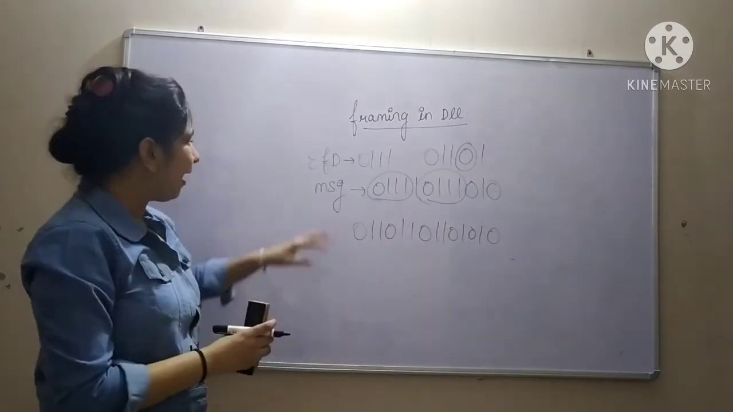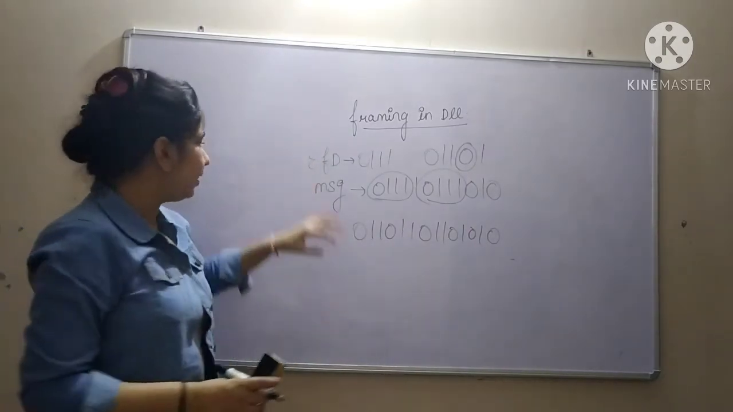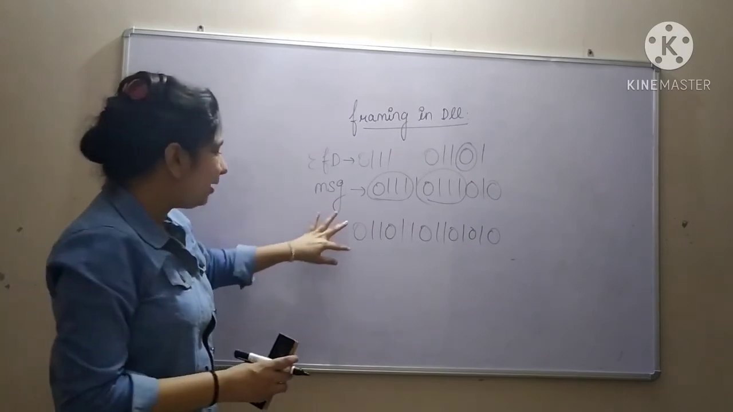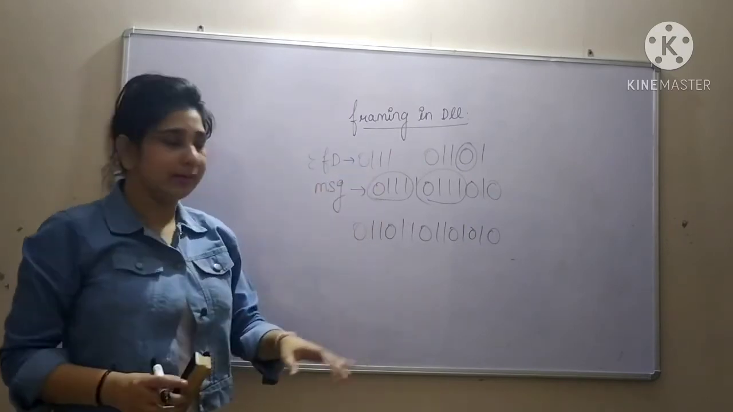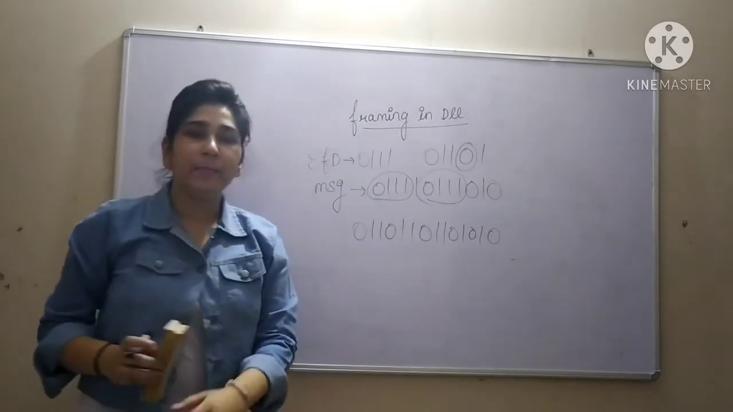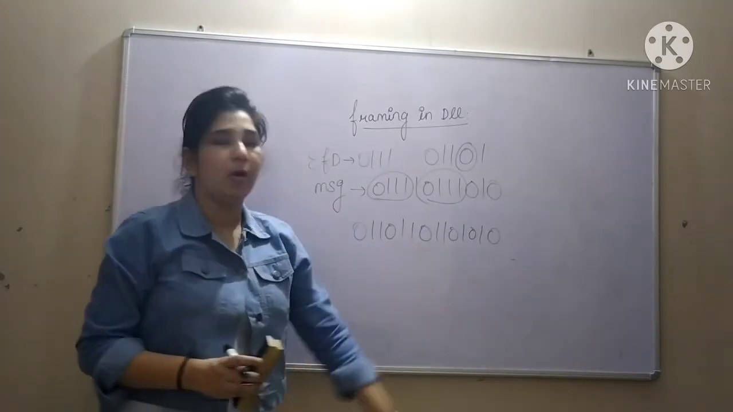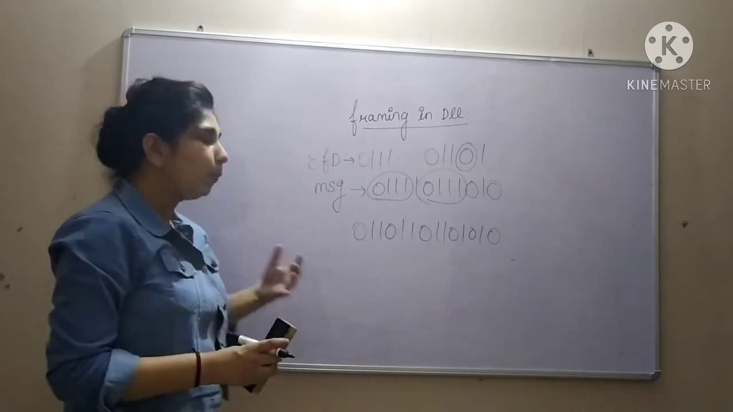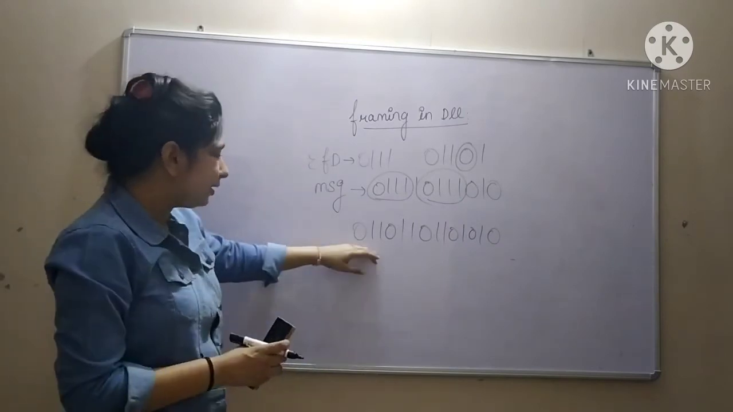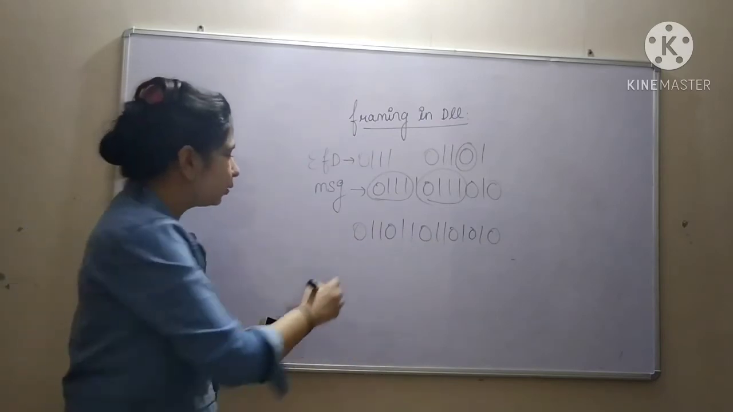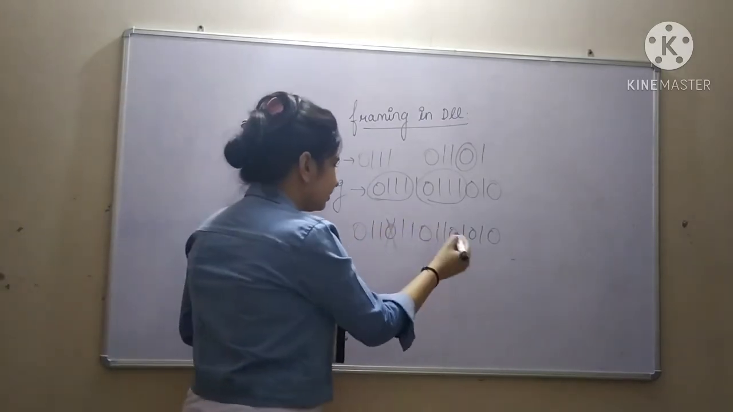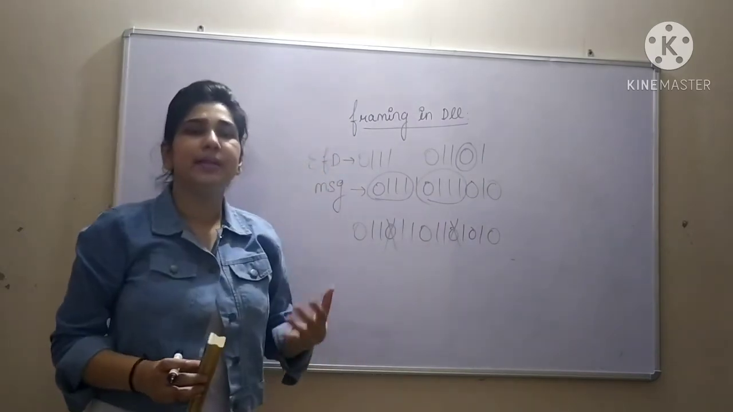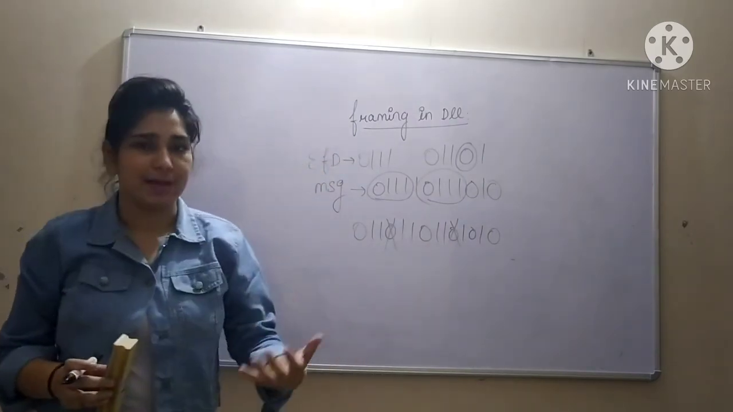Now if you look, there is no similarity between the end frame delimiter and the message bits. You will never get 0, 1, 1 in the message. Why? Because we have stuffed some of the bits. And what will the receiver do? After 0, 1, 1, the receiver is going to remove these bits, and the receiver is going to get the original message.